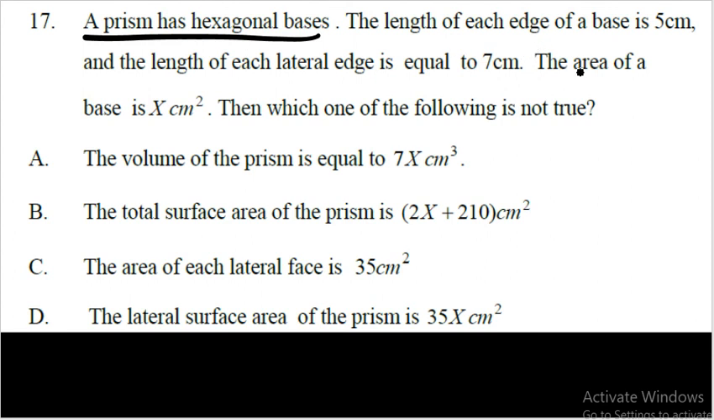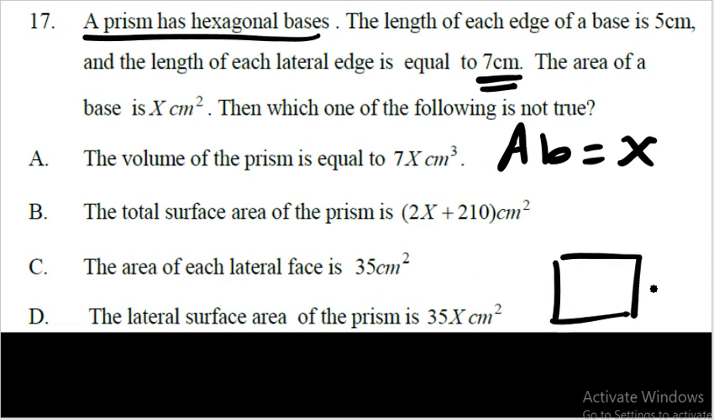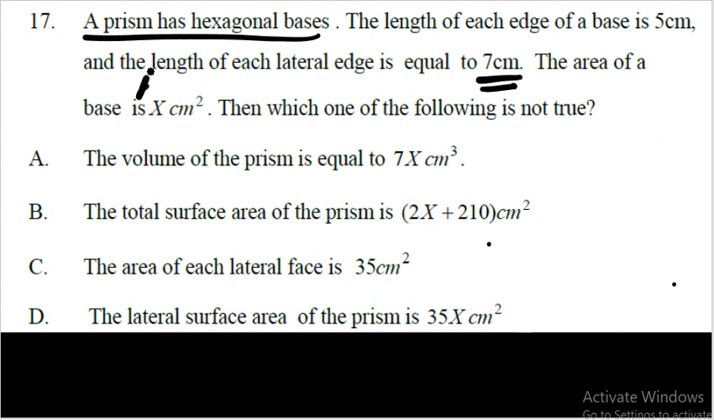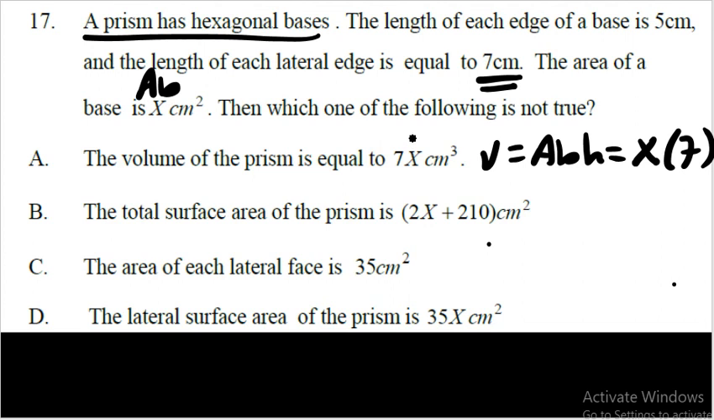The length of each edge of the base is 5 cm, and the length of each lateral edge is 7 cm. The area of the base is given to you as x centimeters squared. Then which one of the following is not true? The volume of the prism. You know, each lateral edge is 7, that means the height is 7. So volume, don't forget, this is area base. Volume is equal to area base times height. The area base is given to you as x, and the height is 7. So 7x, that's correct.